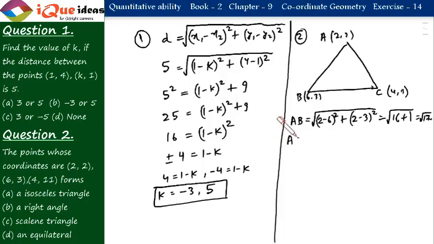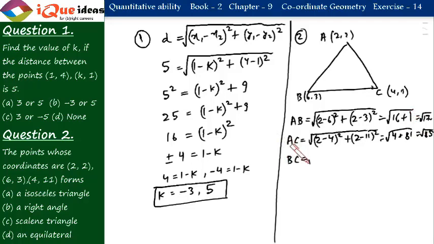Similarly, if you calculate AC, it will be equal to the square root of (x1 minus x2), that is (2 minus 4) whole square for A and C, and (y1 minus y2), that is (2 minus 11) whole square. Now 2 minus 4 is minus 2, minus 2 square is plus 4, 2 minus 11 is minus 9, square is 81, so 81 plus 4 is 85, so it is root of 85.